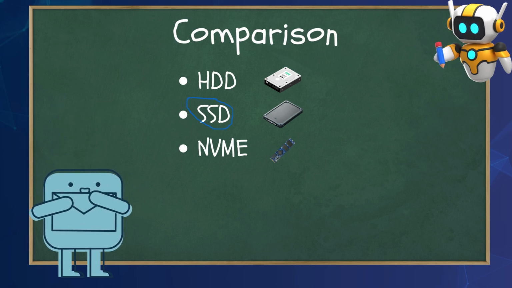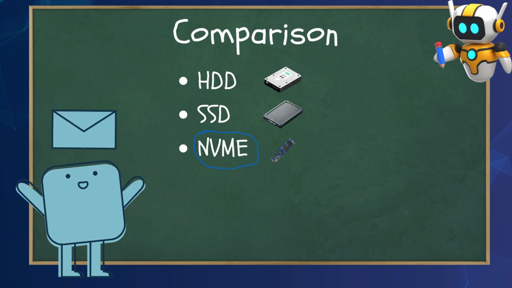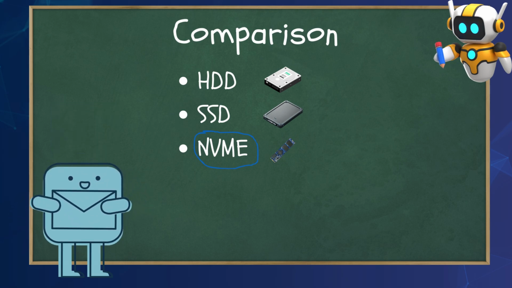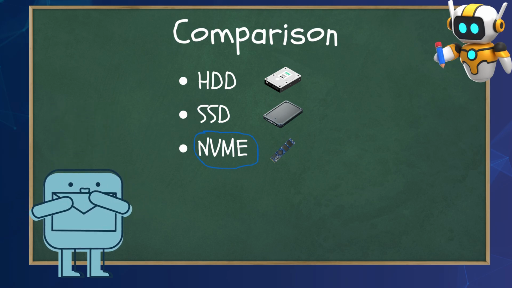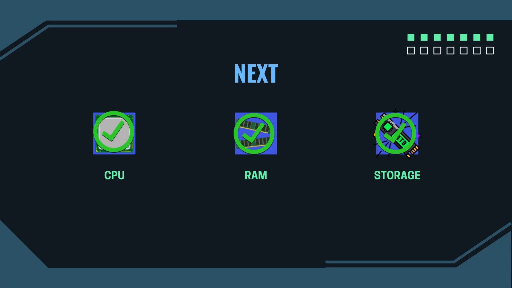SATA SSDs are best for small data analytics and light storage applications. NVMe SSDs are perfect for high performance needs, providing the fastest speed and lowest latency. While they offer ultra fast speed and low latency, they come at a higher cost. NVMe SSDs are used for enterprise workloads, artificial intelligence, machine learning, real-time analytics, and high end systems. We have completed all three sections.